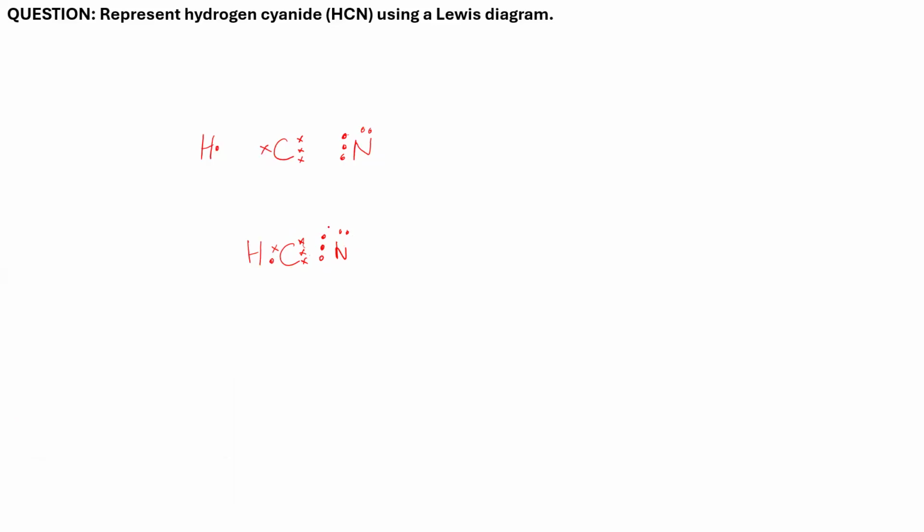Now let's count the number of electrons surrounding the carbon. We have 3, 6, 7, 8. Now we have 8 electrons surrounding the carbon atom. Let's look at nitrogen. There's supposed to be 8 as well. 3, 6, 8. Now we have 8 electrons surrounding the nitrogen. Now this is correct. This is how we write the Lewis diagram for hydrogen cyanide. We can also write it like this: 1, 2, 3, it's a triple bond. And then we have the lone pairs. So this is how we can also present it. Okay.